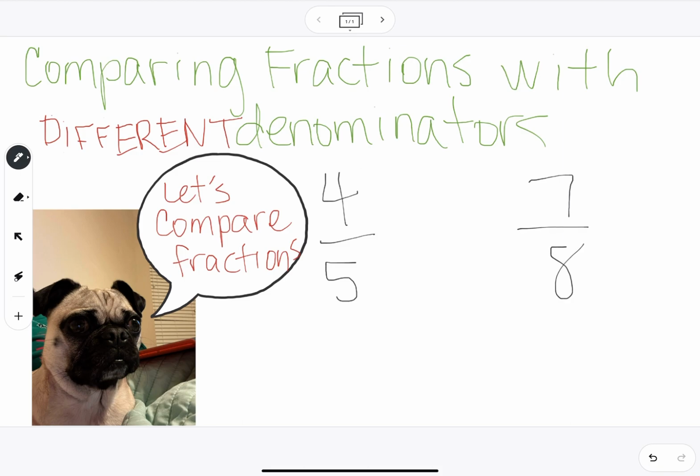So just a refresher, the numerator is the number on top of the fraction. The denominator is the bottom number of the fraction. So my numerators are 4 and 7. And then I've got different denominators, 5 and 8.